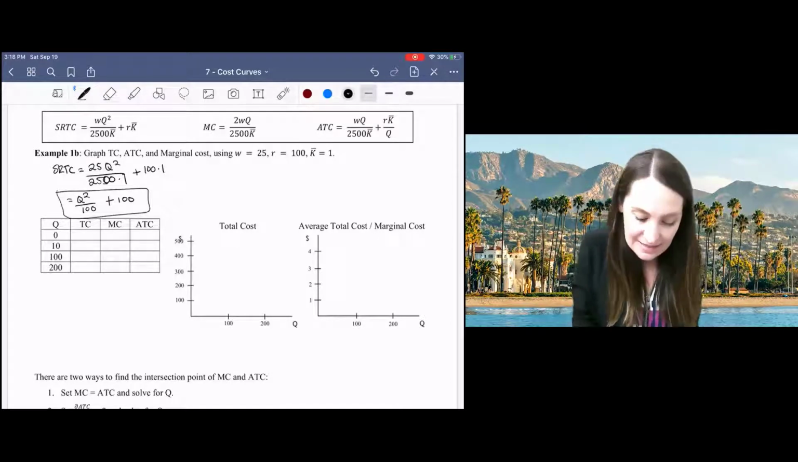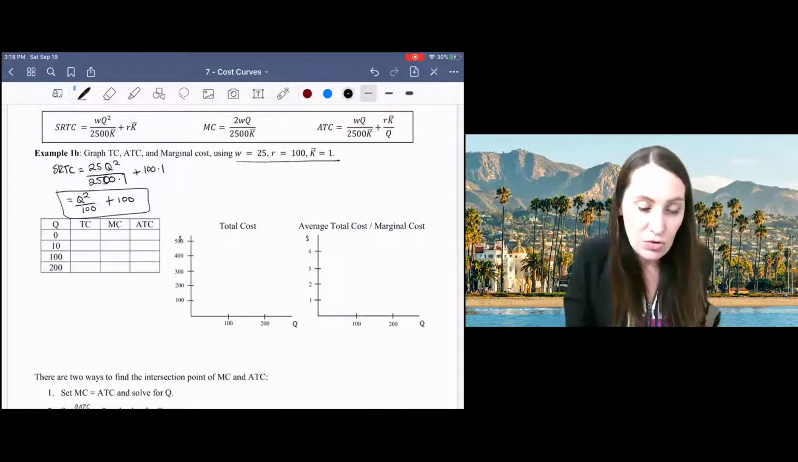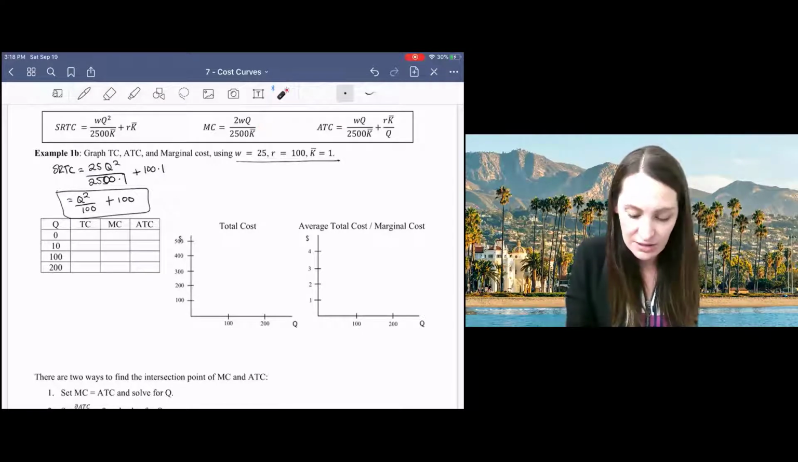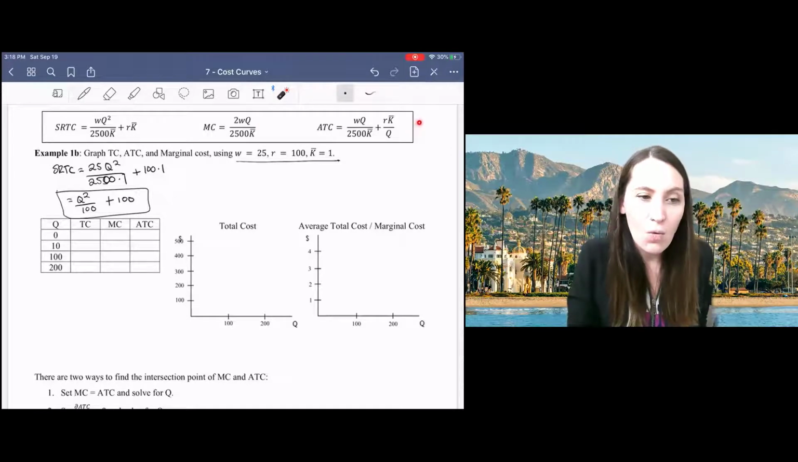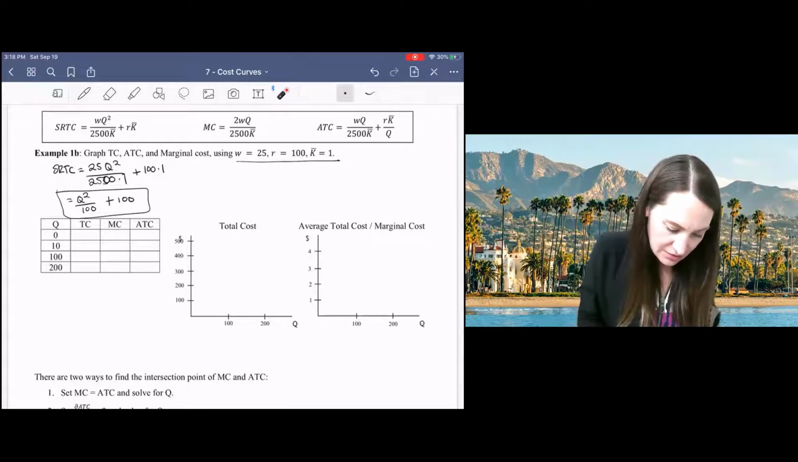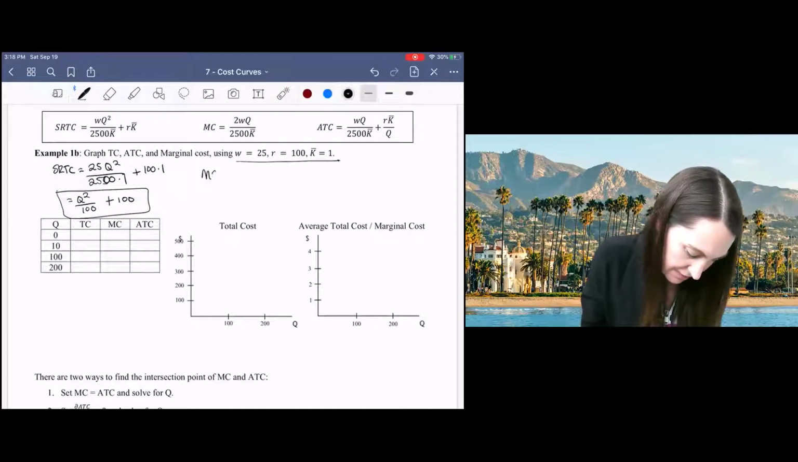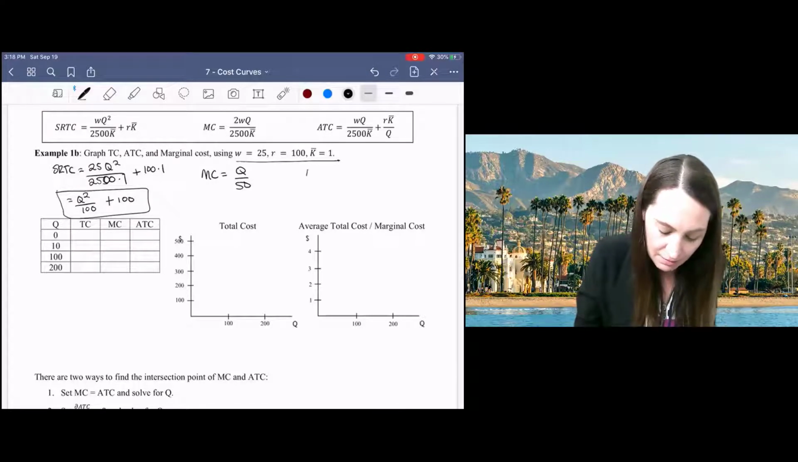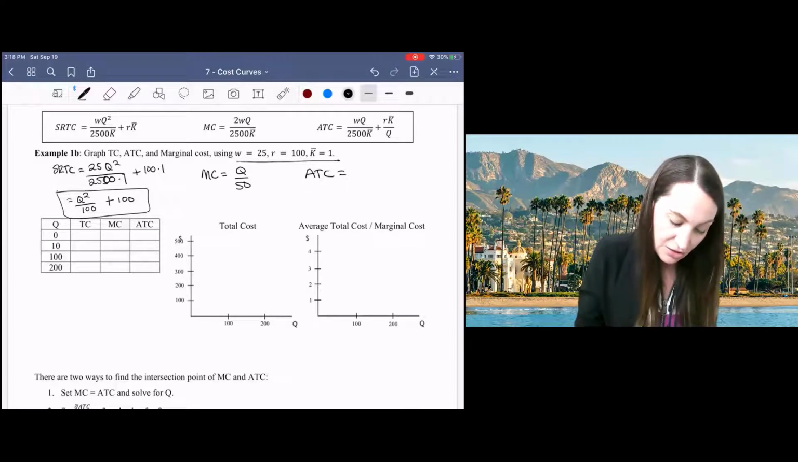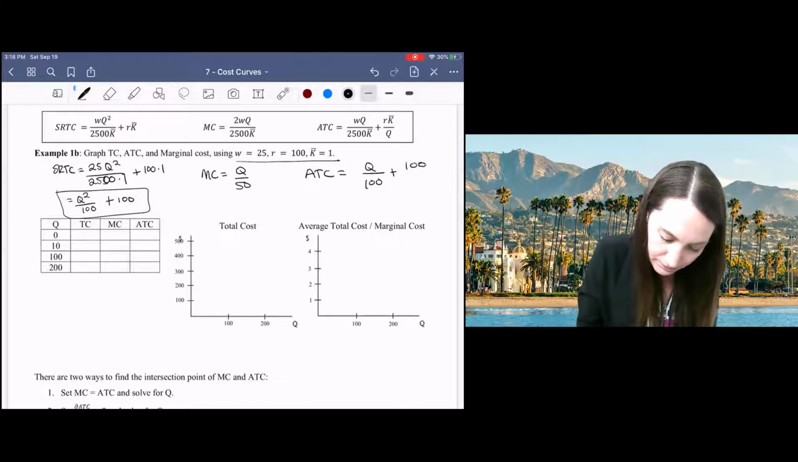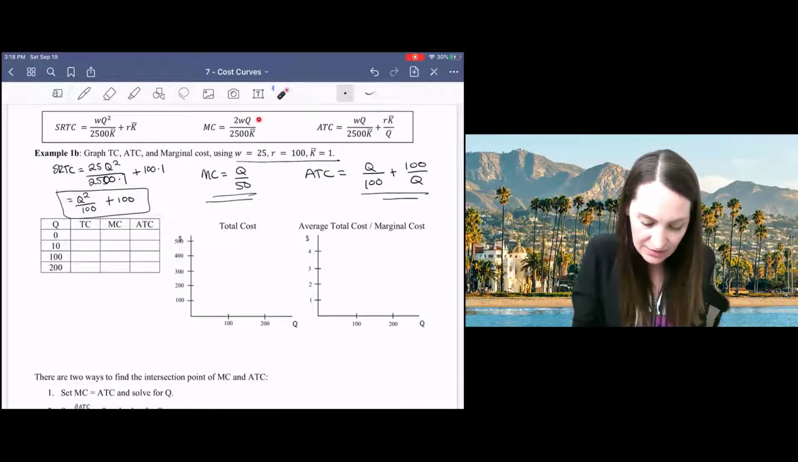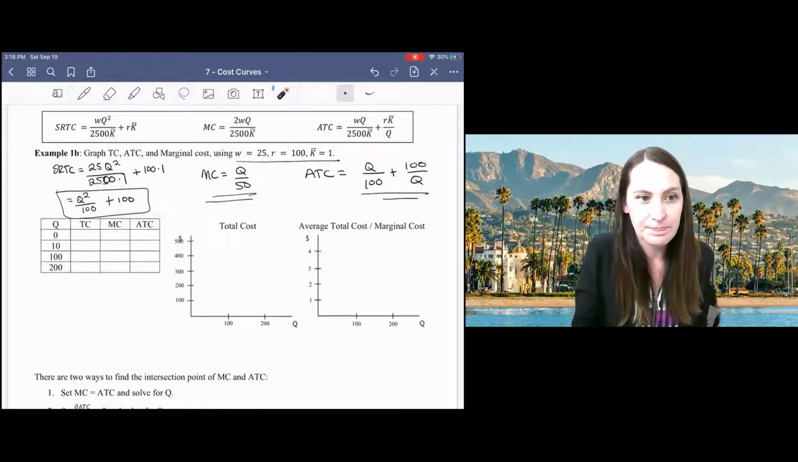Now we can plug in these numbers here to our marginal cost equations and our average total cost equation. Or if it's easier, you can take the derivative of this equation with respect to quantity to get marginal cost, and see marginal cost is Q over 50, and then divide it by Q to get average total cost. I think that's a bit simpler, but if you plug the numbers into these equations, you'll get the same answers.